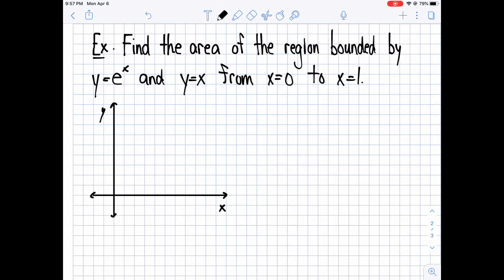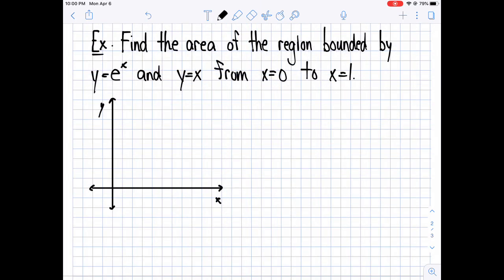So here we have our first example. We're going to be looking at the area of the two-dimensional region bounded by the natural exponential e to the x, the linear function y equal to x, and we're going to be going from x equal to 0 to x equal to 1. So the first thing that you're going to be doing in these types of questions and in the next section when we start looking at volumes is you're going to be doing a two-dimensional sketch.